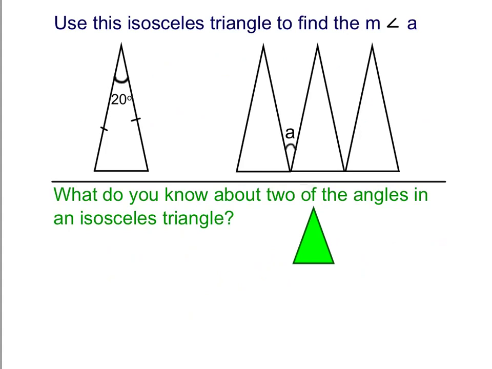All right, it says use this isosceles triangle to find the measure of angle A. Okay, so if we know that this is an isosceles triangle, we know that these are the same measure.